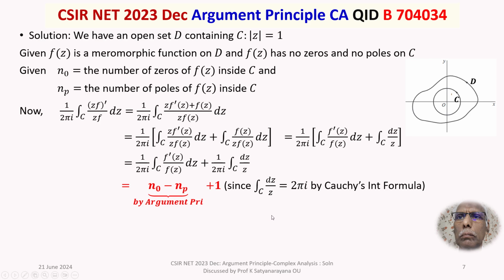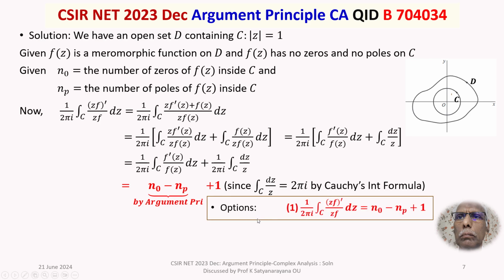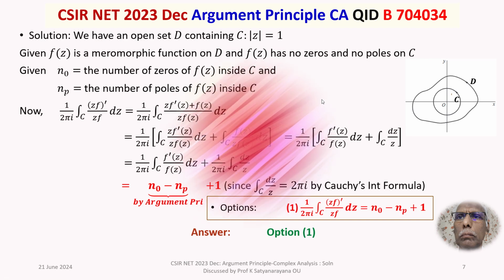Let's look at our options. We have looked at option 1 only. So this is precisely appearing as option 1. Therefore, the answer to this question is option 1. And that is the detailed discussion of the solution of the problem that appeared in the CSIR NET 2023 December examination. The question is based on the application of the argument principle. I am sure that you have understood the solution of this problem.